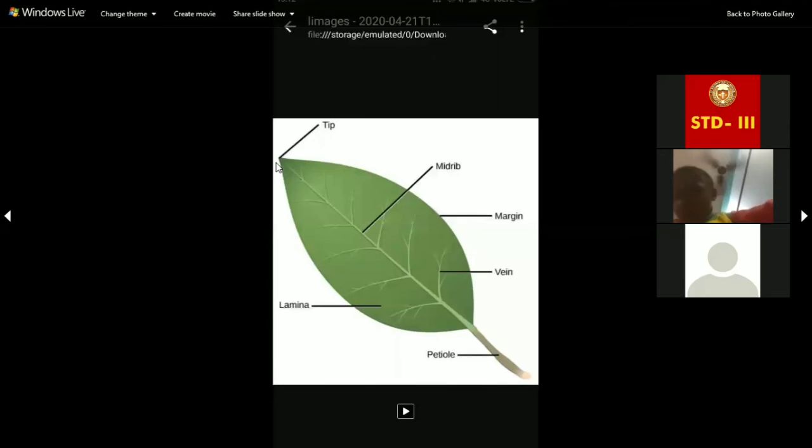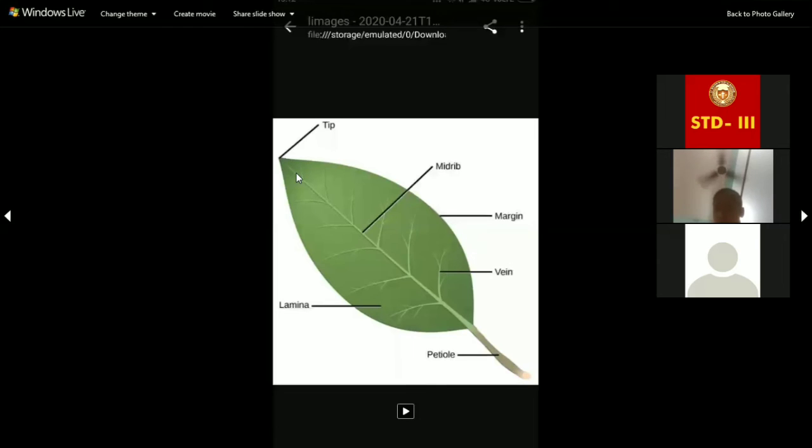So this portion, the point of a leaf or the pointed portion in front of a leaf, is called the tip. Here you can see I am also indicating with the help of the pointer, and it is already indicated there. So the pointed portion at the front of a leaf is called the tip.